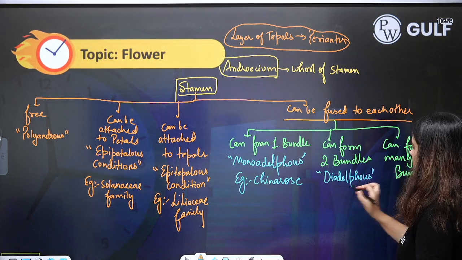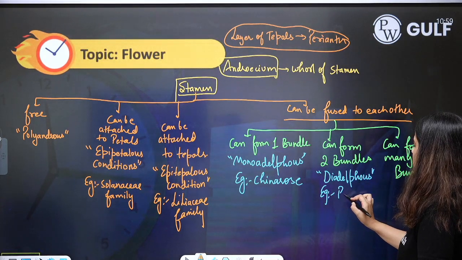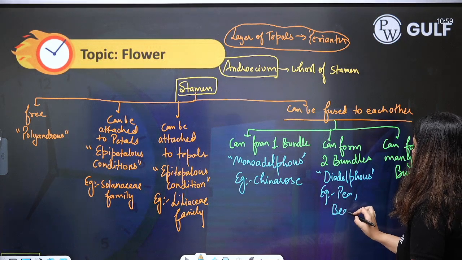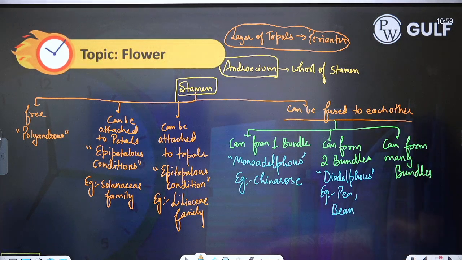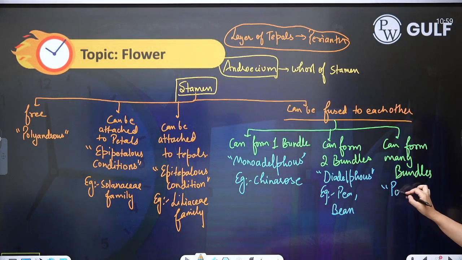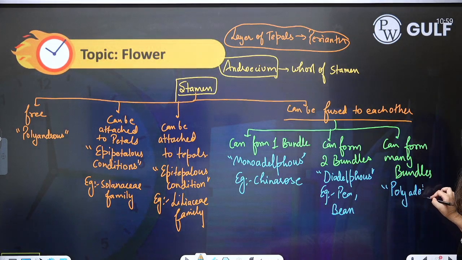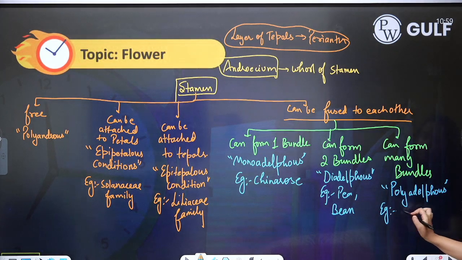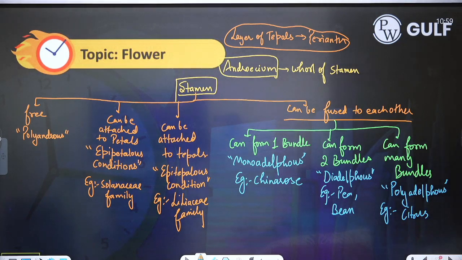Two bundles, diadelphous. Example, pea, beans. In their flower, you will see diadelphous condition. Many bundles, it is polyadelphous. Beta, it is polyadelphous. Example, citrus. The flower of citrus are having many bundles. So in this way, stamens can be arranged.